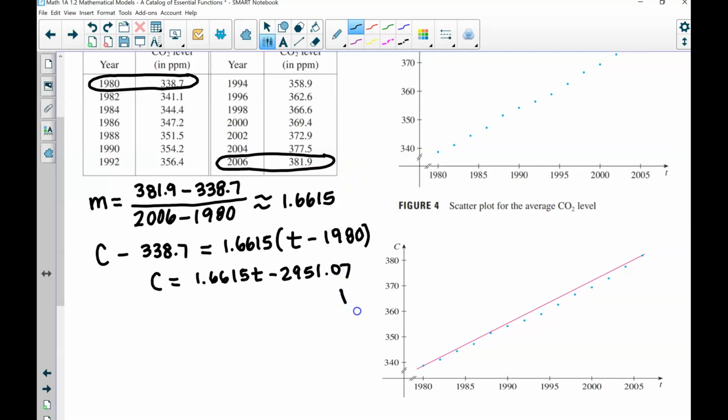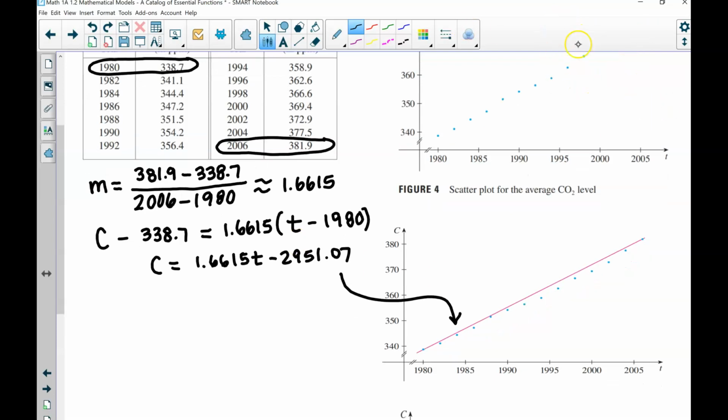Now if you look here, that determines this line. If you look at the data points compared to the line, you can see that it passes through the first and the last points, but those other points are still kind of close to it, but not touching it. So this equation just gives us one possible linear model for carbon dioxide level, which is what you see graphed. Now, our model gives values higher than most of the actual carbon dioxide levels.